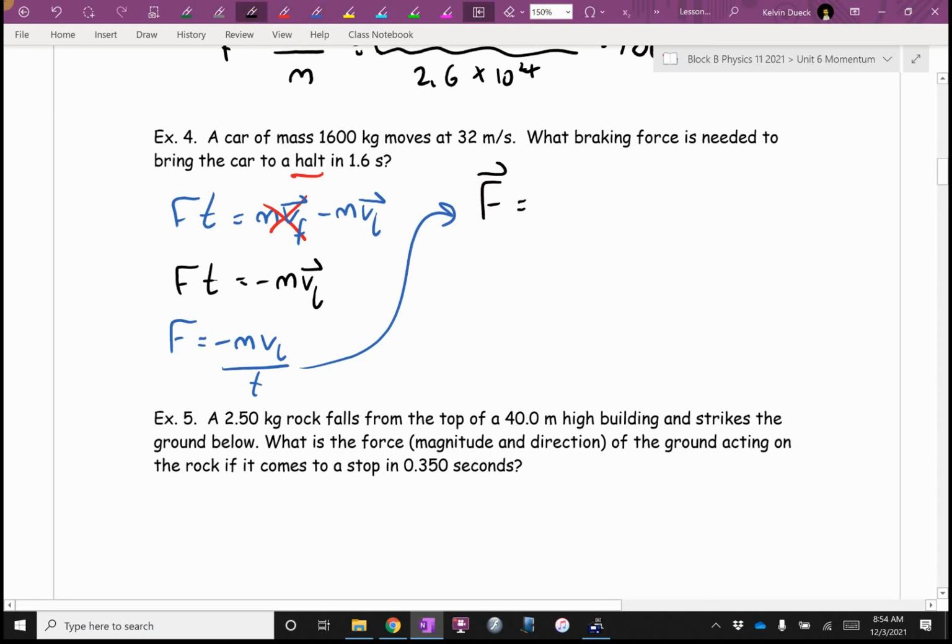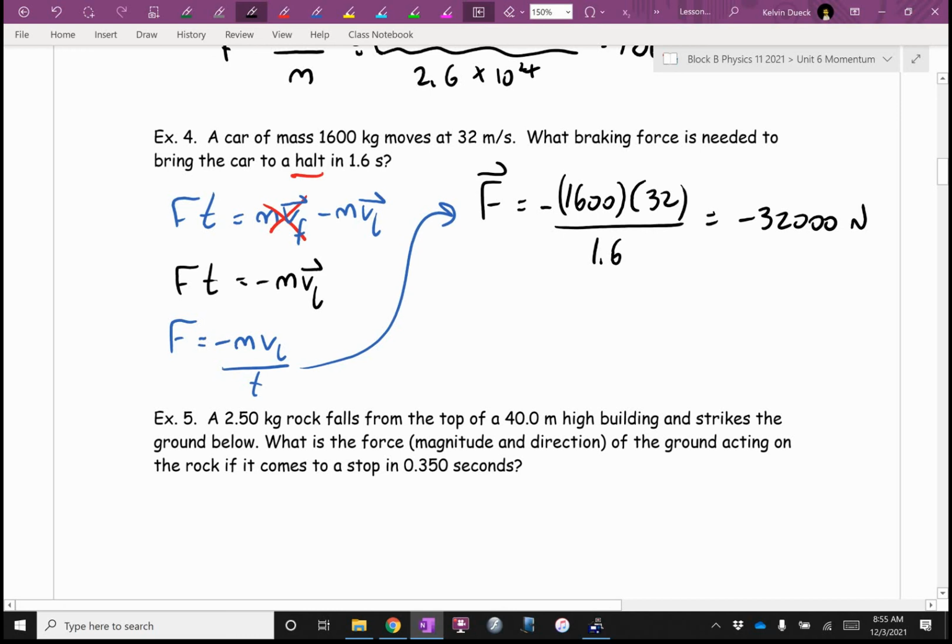Force equals negative mvi over t. It's going to be negative m, 1,600, vi, 32, all over t. I think I can do this in my head. Sure I can. It's going to be negative 32,000. Double check me. Think so. Yeah. And newtons.